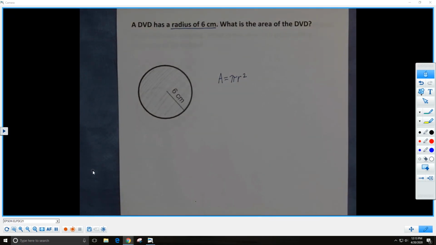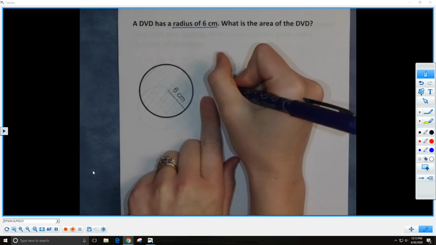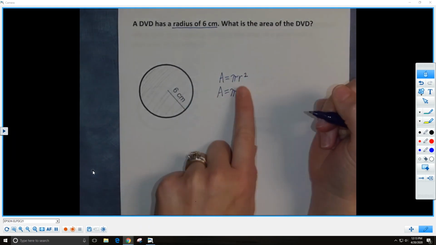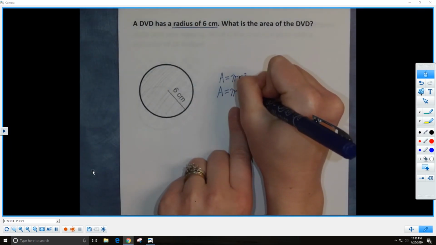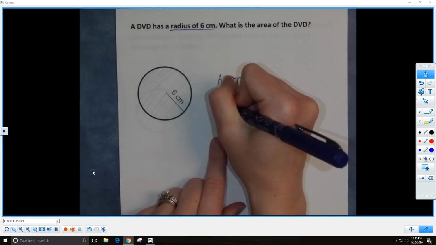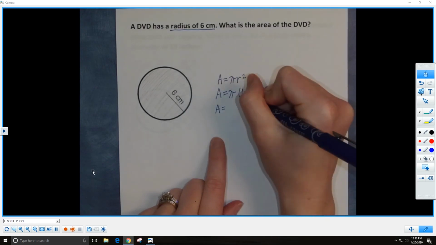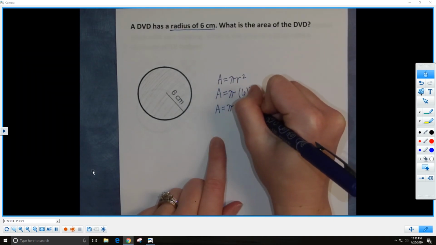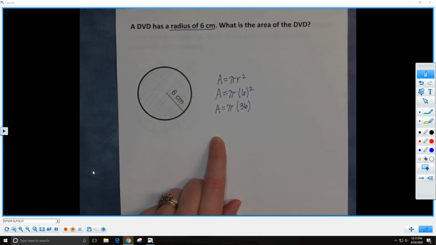Okay, and what are we substituting and what variable are we substituting it for? So since we need to find the area, we're not substituting for A, that's what we're trying to find. Not substituting for pi, but we do know that the radius is 6, and that gets squared. Okay, well, what does it mean if something is squared? Yeah, it's that number times itself. So 6 times 6 is 36. Okay, now what?